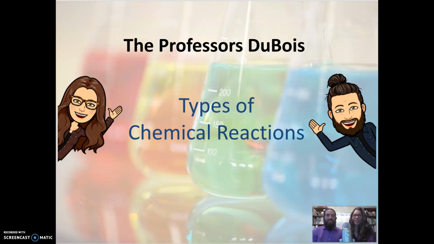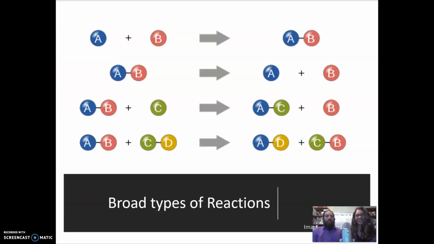I am Professor Victoria and this is Professor Corey, and today we're going to be talking about the types of chemical reactions that you might encounter in general chemistry. Okay, so we've got several types of reactions here, and we've talked about chemical reactions before where reactants will form products. And so what we've found is that there are several different types of ways that this can happen.